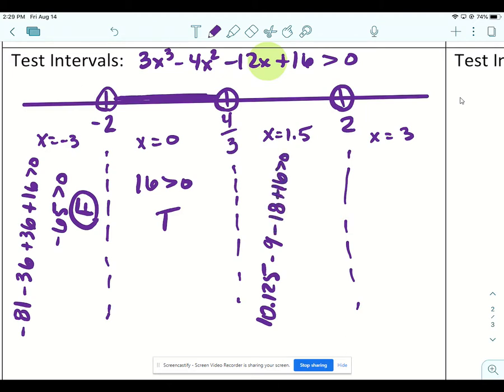All that junk adds up to be negative 0.875, or something like that. It doesn't really matter because it's negative. It's definitely going to be false. Whew, you guys are just going to have to trust me. When you plug in 3, you get 25 is greater than 0, and that is true. So this is a solution region.